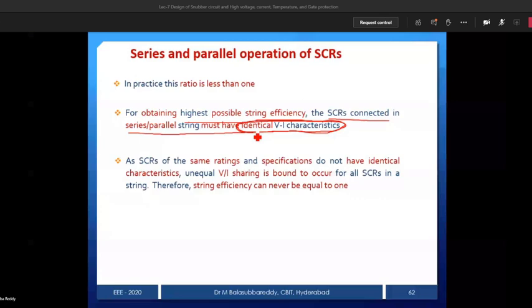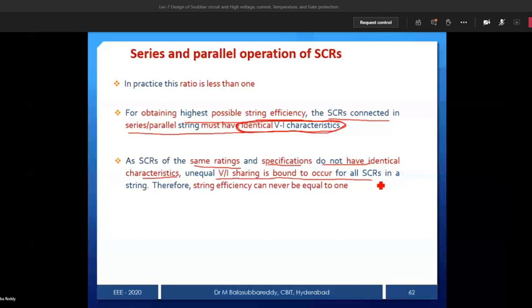Why we have to go for series, why we have to go for parallel, what the string efficiency formula is, all these things. Then we'll consider series operation and move on to that. Now we can observe that SCRs with the same rating and the same specification do not have identical VI characteristics. Therefore, unequal voltage or current sharing is bound to occur in SCRs, so string efficiency will never reach 1.